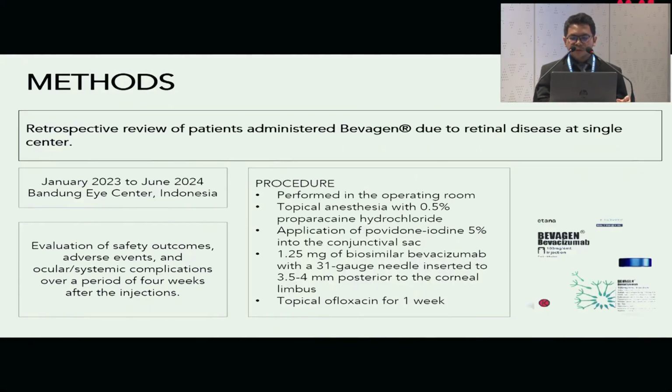This was a retrospective chart review. We collected data from my center from January 2023 to June 2024. We assessed the ocular and systemic safety outcomes over a 4-week follow-up period. As a note, the anti-VEGF procedures in my center were performed in the operating room under topical anesthesia.